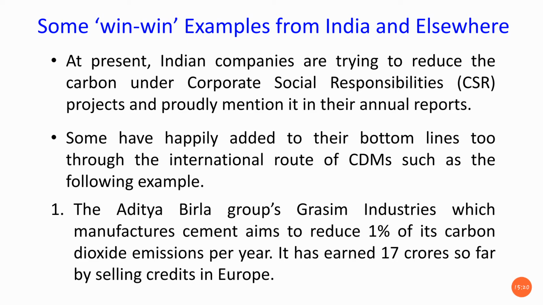The first one is Aditya Birla, the Grasim Industries, which manufactures cement and aims to reduce carbon dioxide emissions by 1% per year. So this is the Aditya Birla company. They are producing cement. They are using raw materials to convert into cement, and because of that a lot of emissions are coming. So they are planning to reduce it. In that plan they have also executed, and through this process it has earned 17 crores so far by selling carbon credits in Europe, because they saved 1% of the emissions. In that process they got 17 crores from Europe.